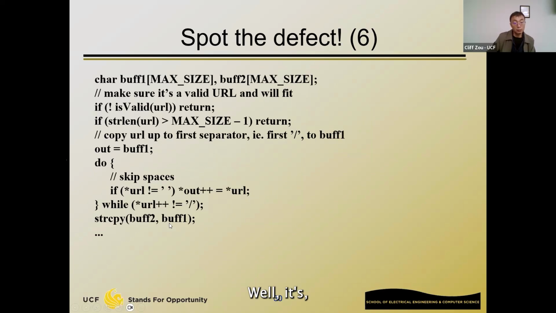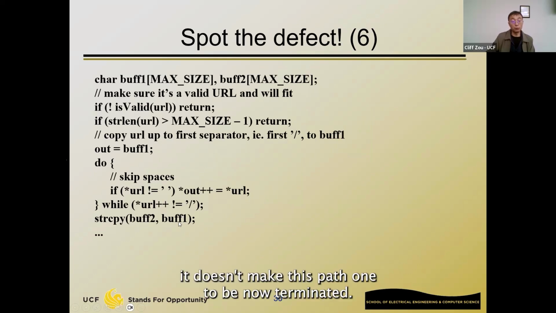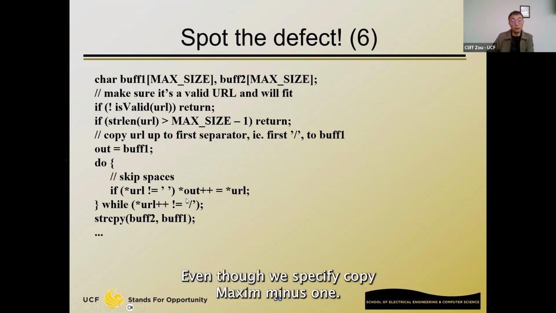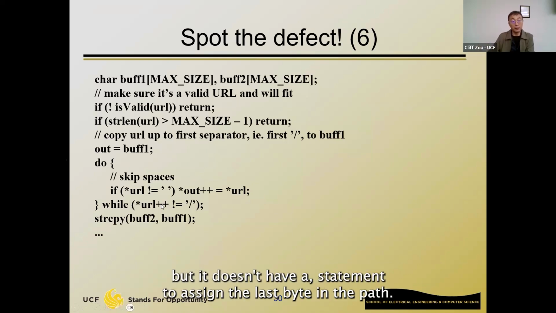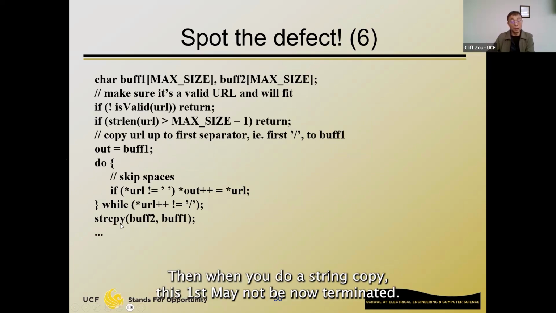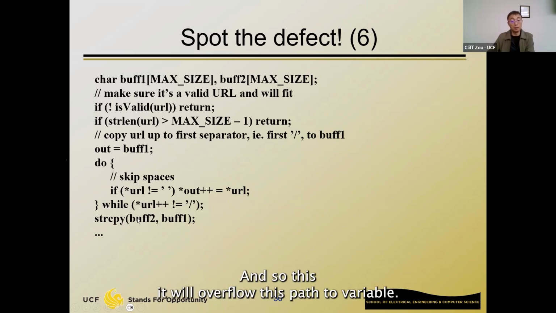Well, that is the problem here. This while loop copies until this one. It doesn't make this buff1 null terminated, even though we specify copy maximum minus 1, so it will reserve the space, but it doesn't have a statement to assign the last byte in buff1 to be null terminated. Then when you do string copy, this one may not be null terminated, and so it will overflow this buff2 variable.